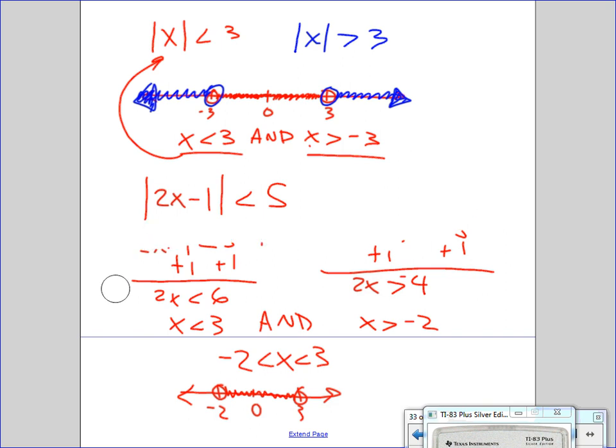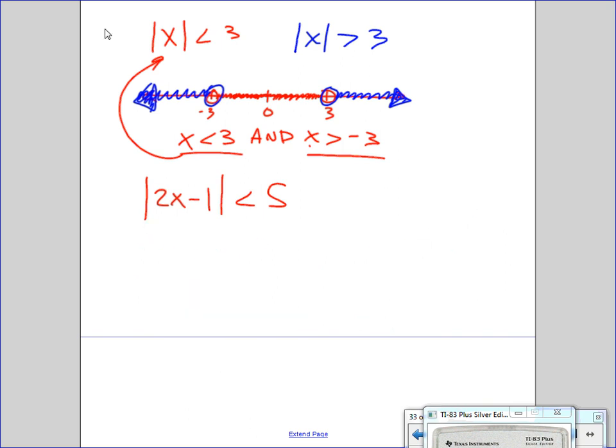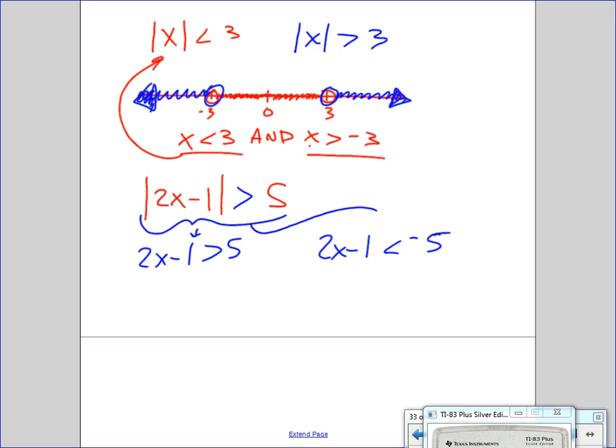Now, if you had the absolute value inequality, the absolute value of 2x minus 1 is greater than 5, you would still solve it the same way. You would write 2x minus 1 is greater than 5, and then you would write 2x minus 1 is less than -5. Notice what I did was the first time I wrote the inequality just as it was, dropping the absolute value. The second time I wrote it, I changed the direction of the inequality sign, and then I changed the sign of the constant on the other side.